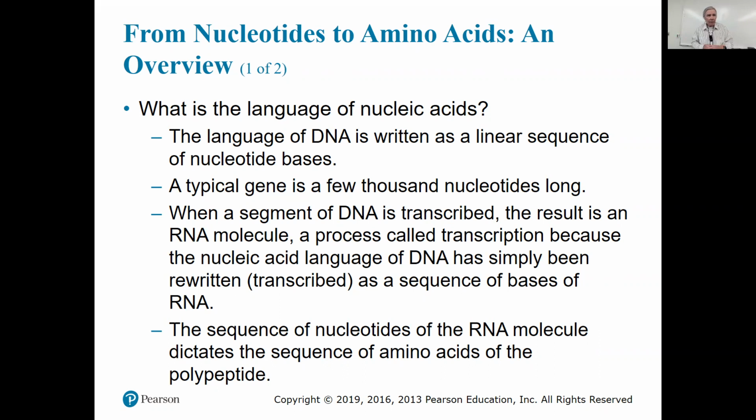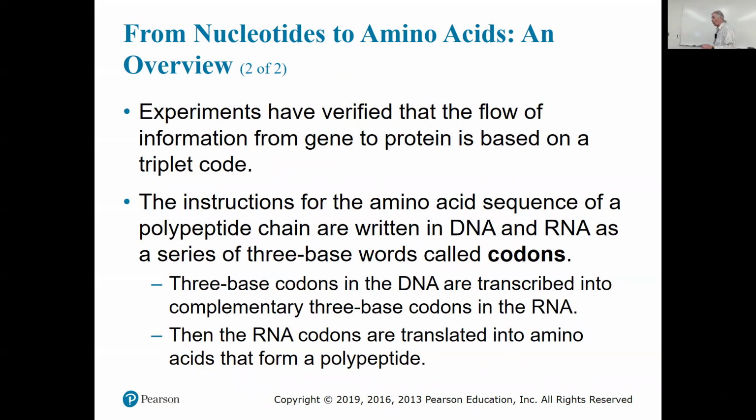And in copying DNA into RNA, if you see an A on the coding strand, it's not a T for the RNA, it's a U. In RNA, remember, A binds with U, not with T, because there's no T in RNA. The sequence of nucleotides of the RNA molecule dictates the sequence of amino acids of a polypeptide. And experiments have verified that the flow of information from gene to protein is based on a triplet code.